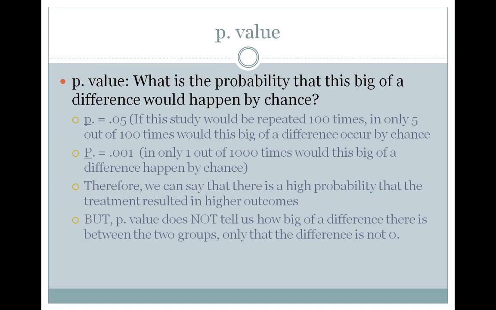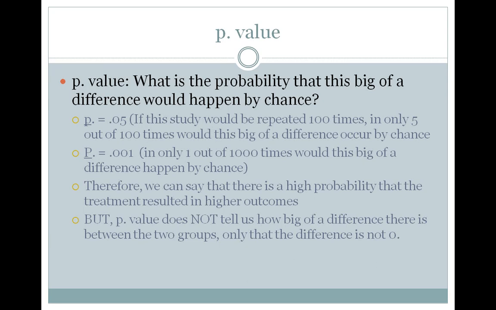P-value is very important for you to understand. The p-value is essentially what is the probability that a difference this big would happen by chance alone. A p-value of 0.05 means that if the study were to be repeated 100 times, only 5 out of 100 times would this big of a difference occur by chance.